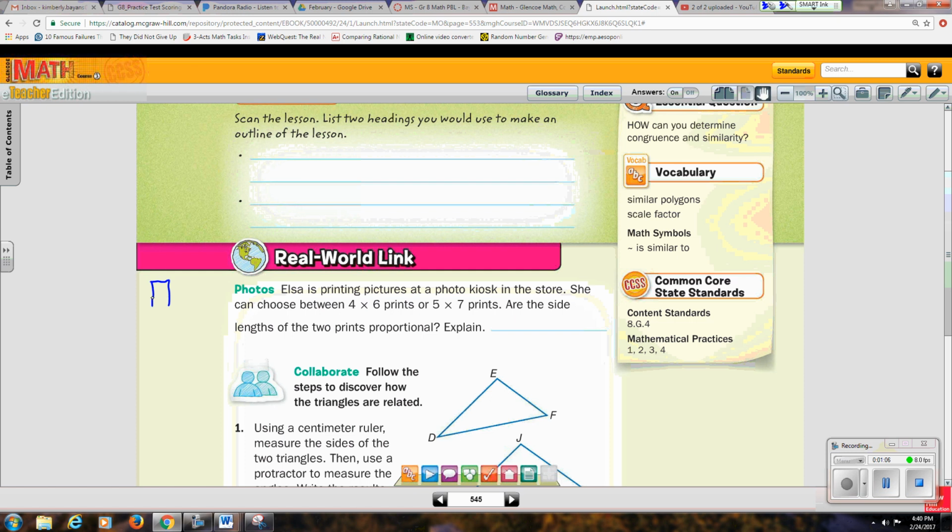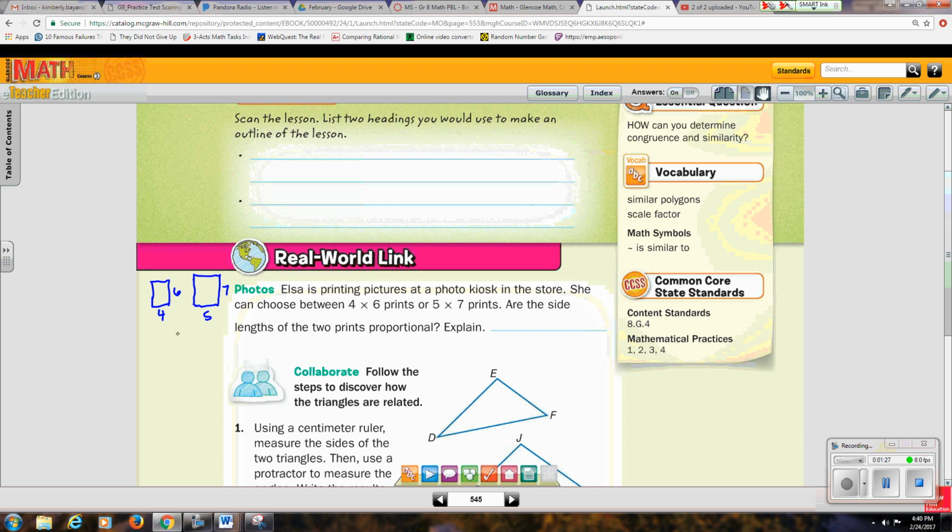And I want to draw these pictures because that always helps you guys. So here would be like a 4x6. And then we would have something that looks like this. And here might be a 5x7. Okay, and it says, are the side lengths of the two prints proportional?